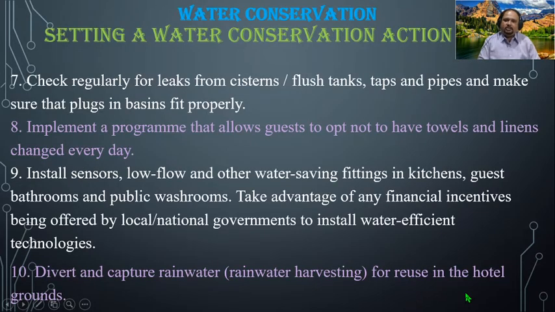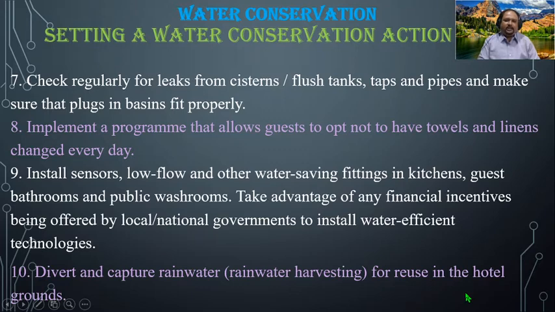Number 7, check regularly for leaks from cisterns, flush tanks, taps, and pipes and make sure that plugs in basins fit properly. Number 8, implement a program that allows guests to opt not to have towels and linens changed every day. Number 9, install sensors, low flow, and other water saving fittings in kitchens, guest bathrooms, and public washrooms.